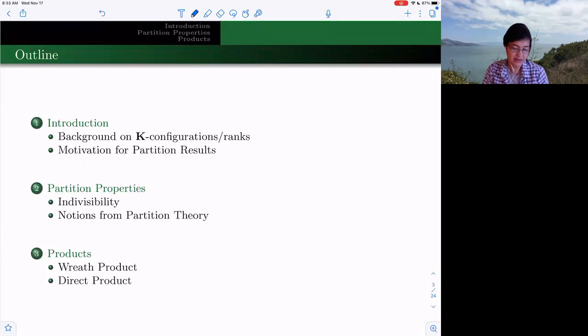I'll start with the background on the K configurations and the K ranks. This is really from my perspective as a non-expert, but I thought that might have some value because maybe I can give some motivation as I see it. And then, why were we looking for these partition results? We studied two products that have come up previously in the literature, and to highlight the relationship with the automorphism groups, we call them wreath and direct products. In some cases, we eliminated linear orderings that were there before.